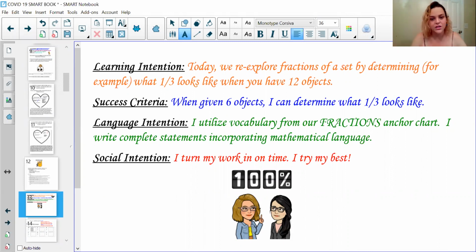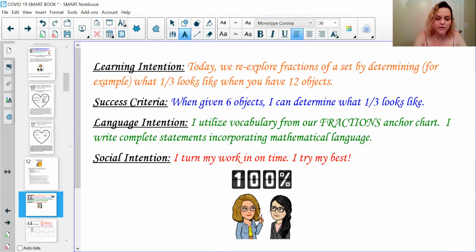Our language intention: I utilize, ooh, I love that word, utilize. It's such a juicier word for the word use. I utilize vocabulary from our fractions anchor chart. I write complete statements incorporating, right? So making sure we're adding that mathematical language to our vocabulary, whether you are saying it or writing it. Our social intention is that I turn my work in on time and I try my best. That's all we're asking for, friends.